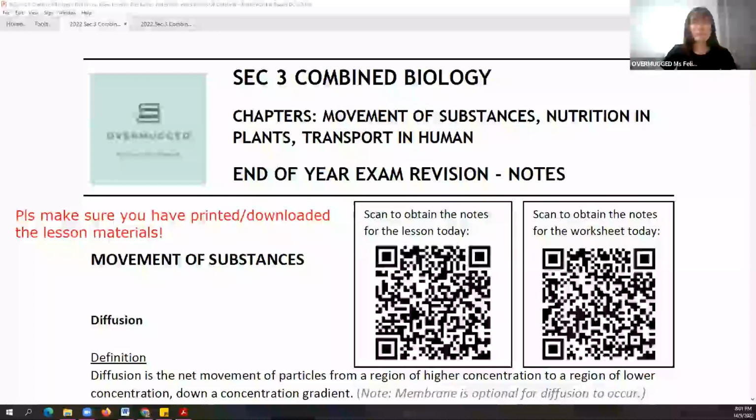So for today's lesson, we will be doing revision on these three selected topics. It will be the movement of substances, nutrition in plants, and transport in humans.